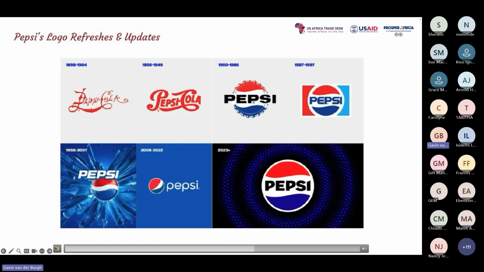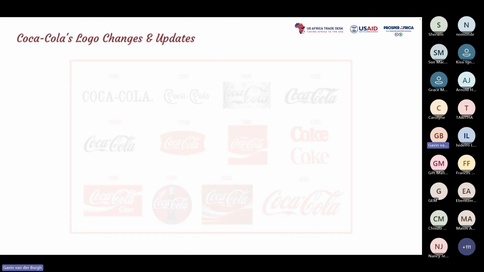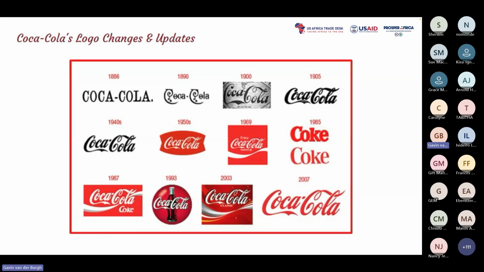We can also have a look at Coca-Cola as an example, and how Coca-Cola's logo has changed and the updates they've had over the period of time. Back in the 1800s, it was just plain black Coca-Cola. But look, in 1900, they started with the Coca-Cola font. So even though it was black and white then, they've carried that Coca-Cola font all the way through to where it is today.